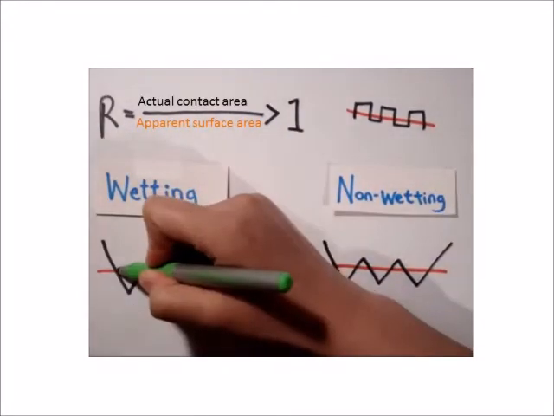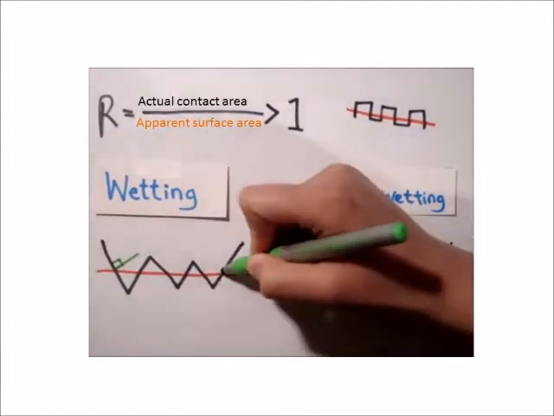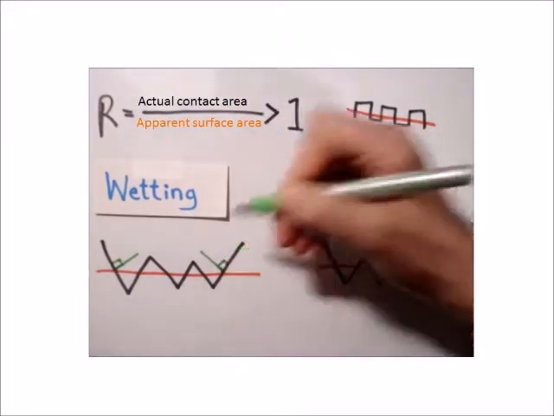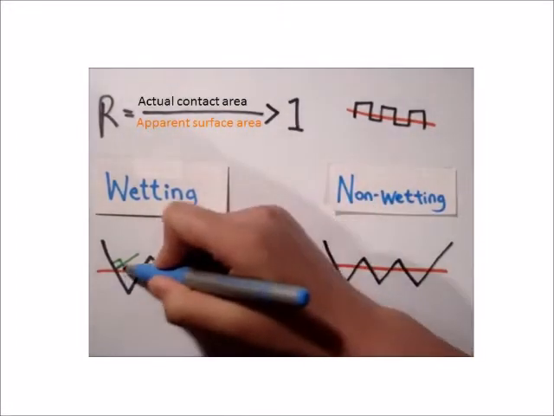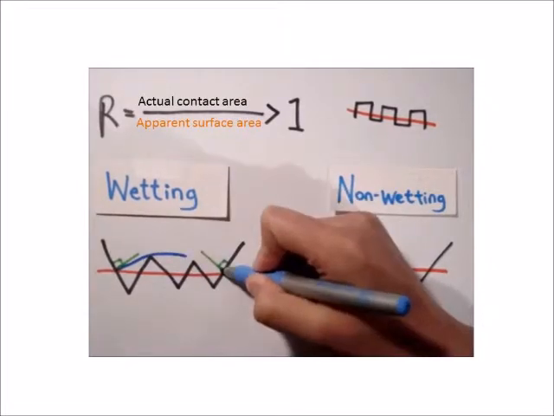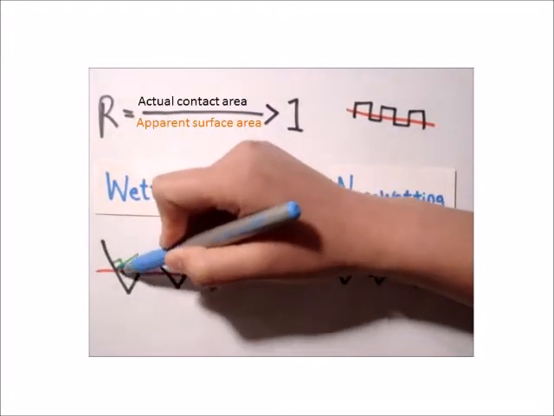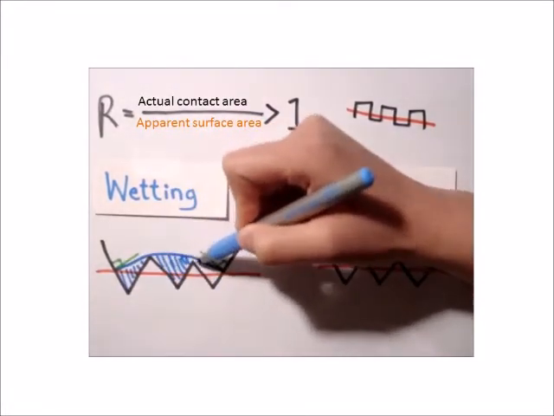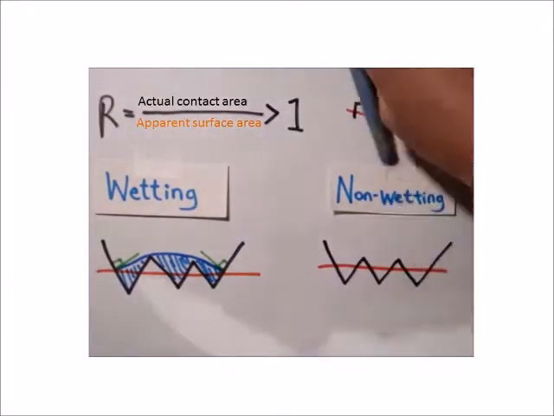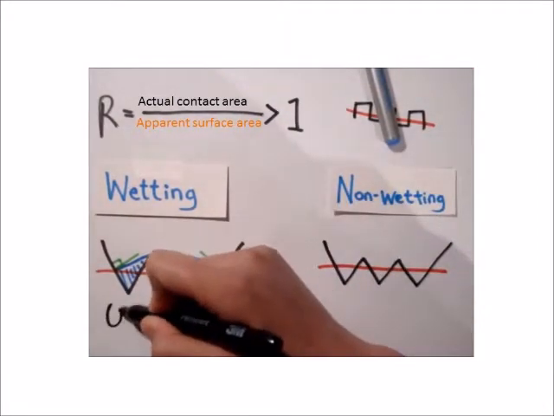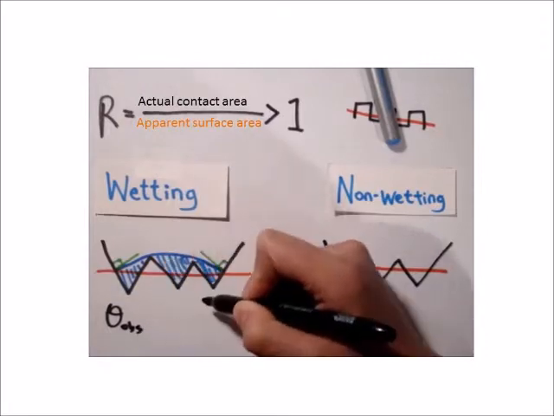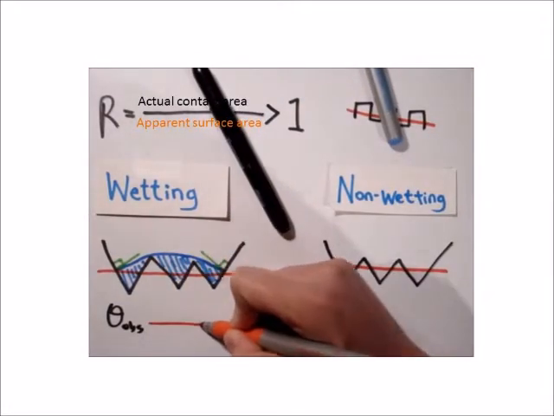So if we look at a wetting example, this is where theta is less than 90 degrees, then this line represents what is perpendicular to the actual surface. Since it's wetting, our droplet has to be less than 90 degrees. So there's our droplet, and we'll shade that in. Okay, so you can see here that we actually have two angles. The first one is the observed angle, which is to the apparent surface area. So it's the blue line to the orange line.